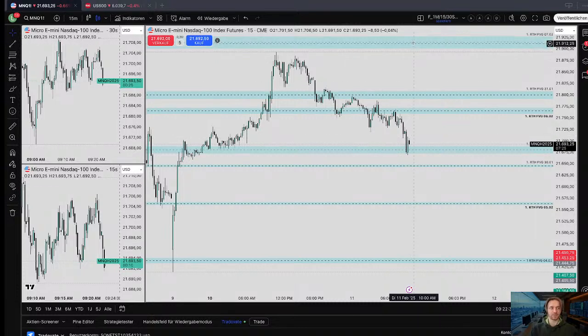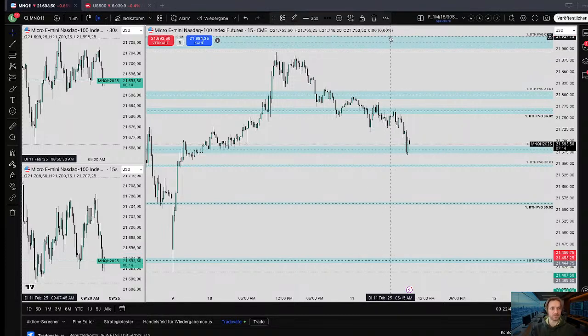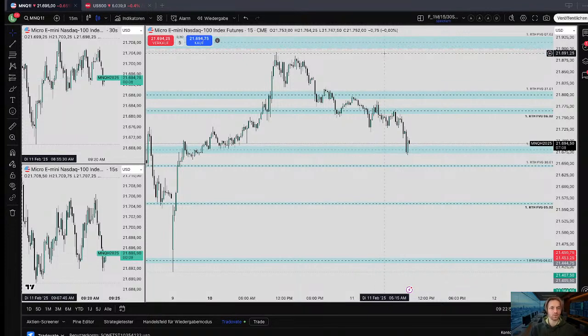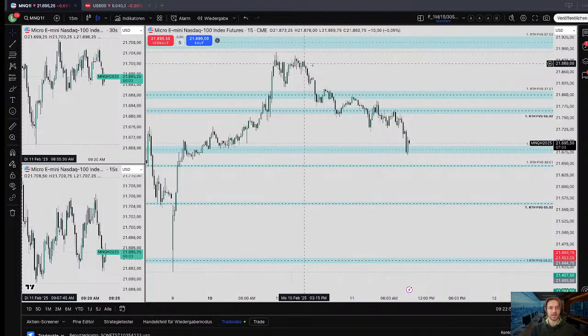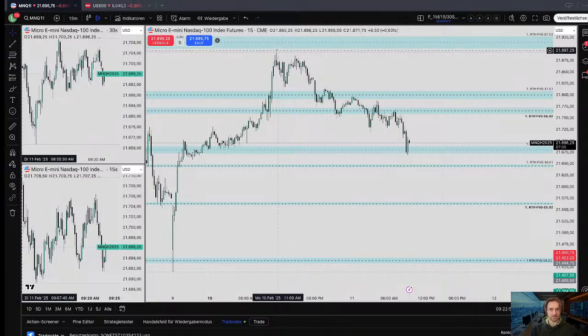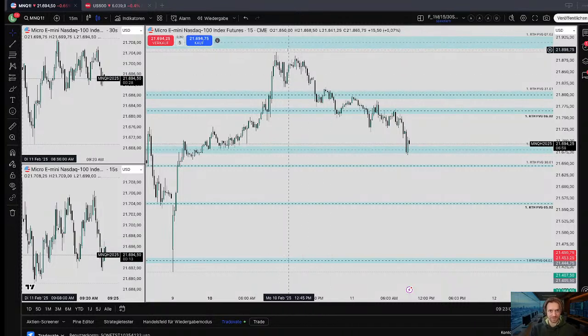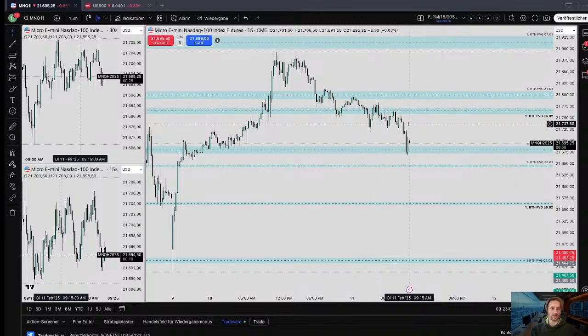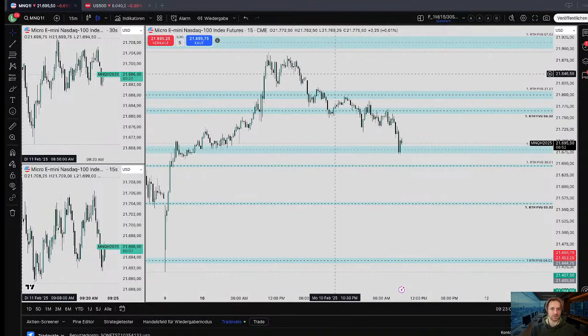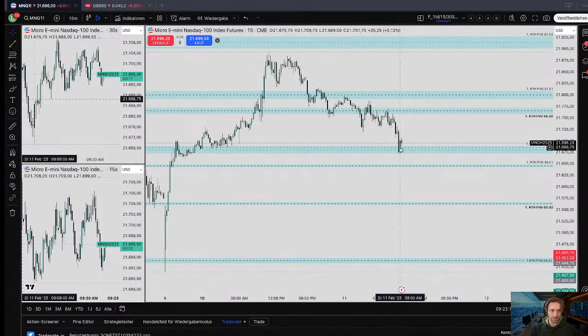I would like to see a manipulation up there, maybe being rejected here or at our new week opening gap from the 26th, which would be around here. So we get multiple places where the price could be rejected and take the buy side of this high as well. We've got all this buy side here. I would like to see manipulation upwards and then crashing down.